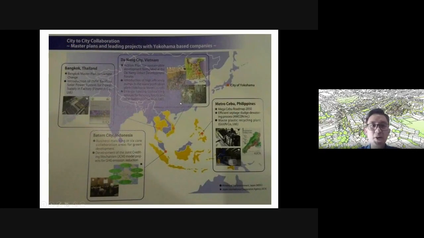So we are working in collaboration with a Yokohama-based company. So Yokohama, that's Japan. And they're using case studies from Bangkok, Thailand, Da Nang City in Vietnam, and Batam City in Indonesia. So we're looking at how they develop and learning from them as well.